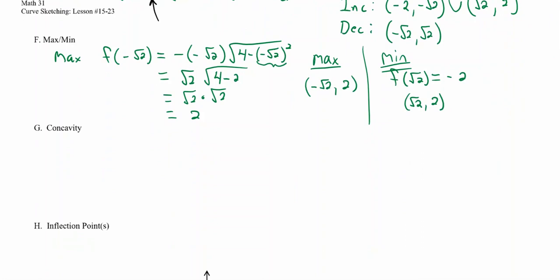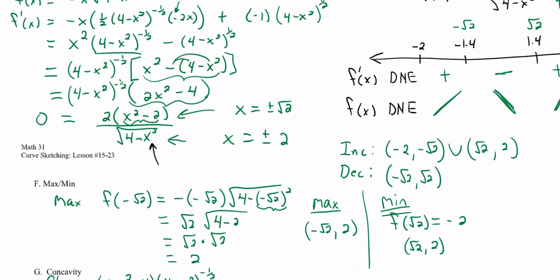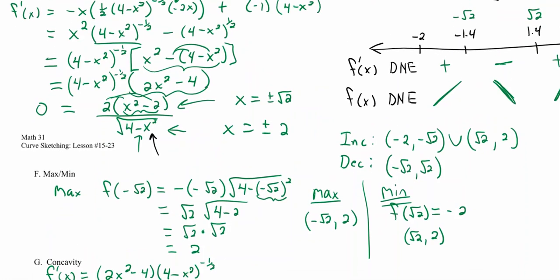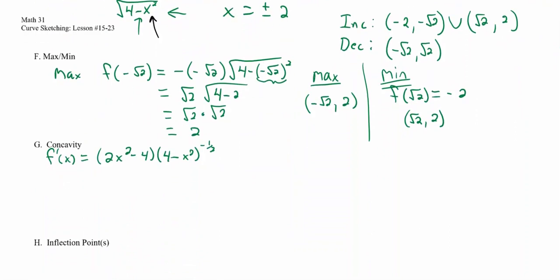Okay, concavity. All right, so for this one, let's write out f prime of x again, and I'll expand this part too. It was 4x squared minus 4, times 4 minus x squared to the negative a half. So just rewriting this really, but I had the 2 expanded in as well. Okay, so there's my f and there's my g, and I'm going to do product rule. So let's get to work on this.